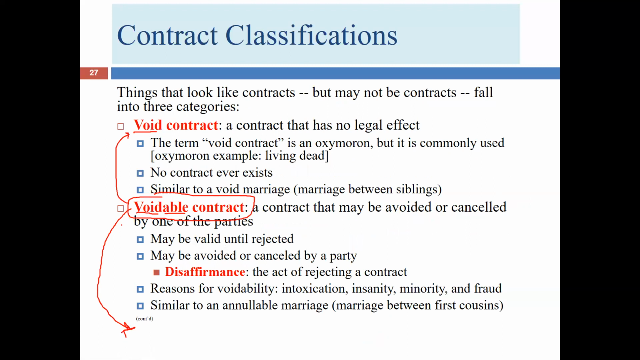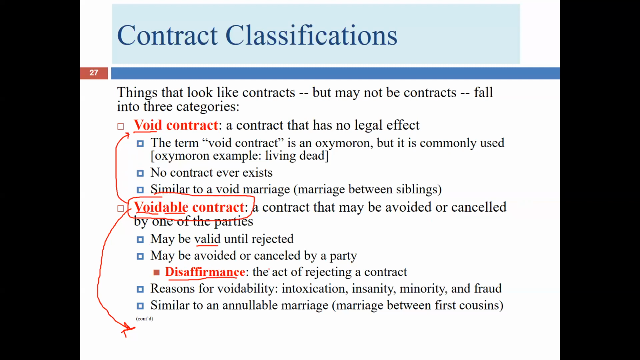They have the option to get out of it if they want to. But if they don't want out, they don't have to get out. It's treated as valid until one of those parties says, nope, I'm choosing the void contract category. And what we call that decision to move a voidable contract to void contract, we call that a disaffirmance. We're disaffirming something, and that's the act of rejecting the contract.